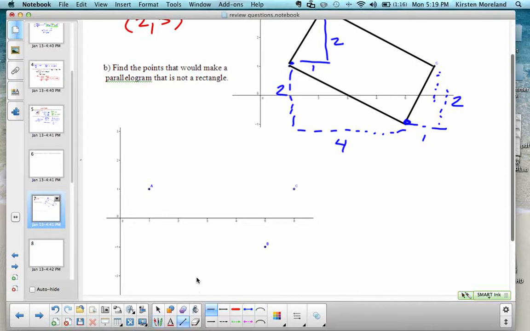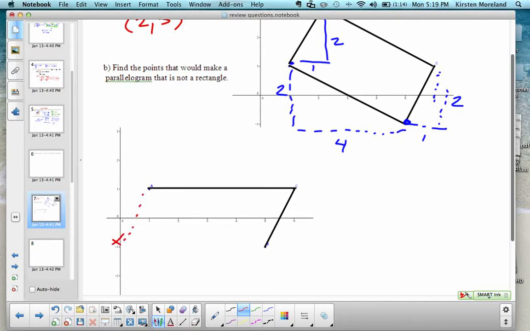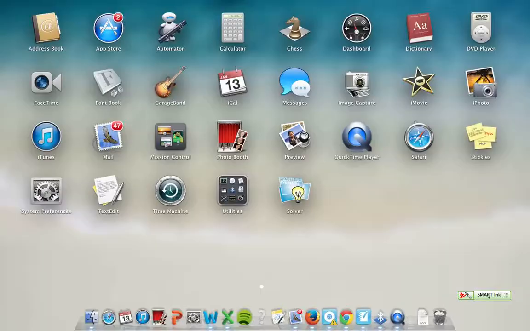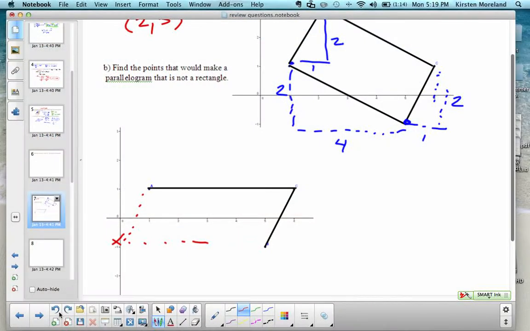I'm going to use my straight tool. Now before I connected A to B to C, now I'm going to connect A to C and then C to B. And I start to see half of a parallelogram. So it looks like my other points can be somewhere over here, because if I were to draw that in, it would look like a parallelogram. Okay? We're going to actually find the points.